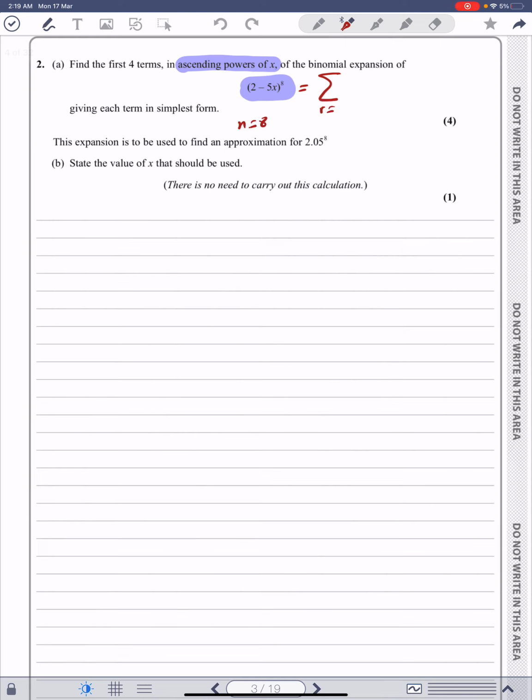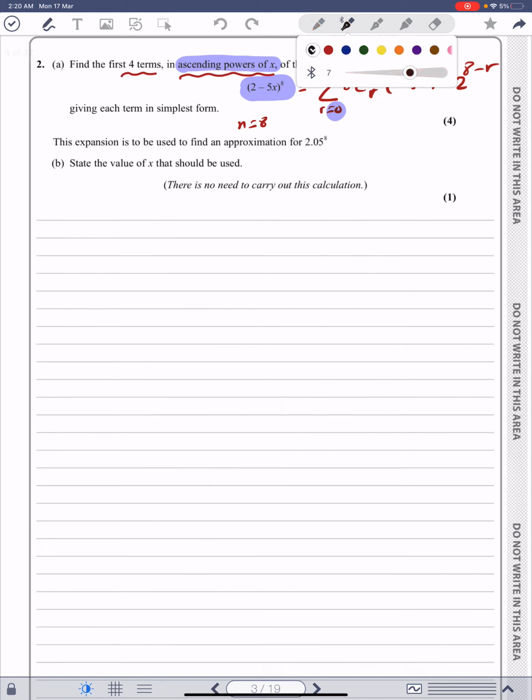So you write the sum over r from 0 to 8 of n combinations, which is 8 combination r, minus 5x to the power of r. We start with r equals 0 because he wants the ascending powers of x. And the second term, 2 to the power of 8 minus r. By simplifying or writing in the simplest form each coefficient of each term. He wants the 4 terms.